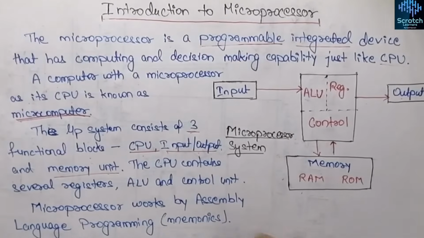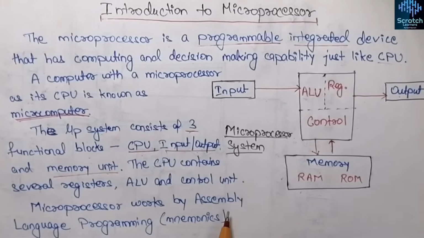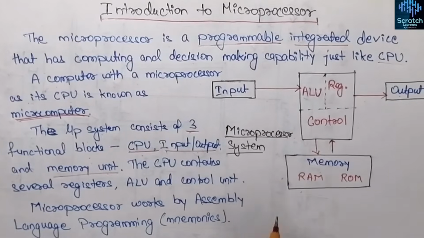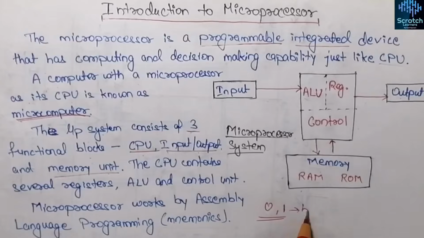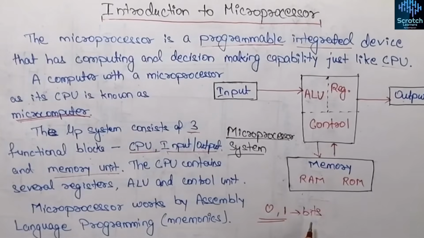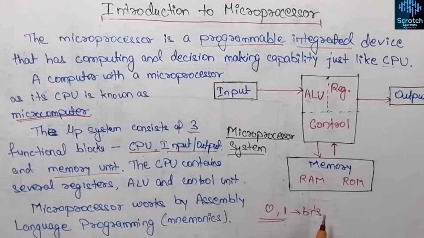Now, one question you may have in your mind is how the microprocessor system works. That means how they communicate. The microprocessor communicates and operates in binary numbers, that is 0 and 1, and they are called bits, right? And each microprocessor has a fixed set of instructions in the form of binary patterns called machine language.